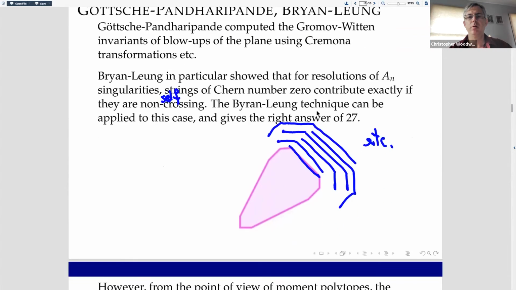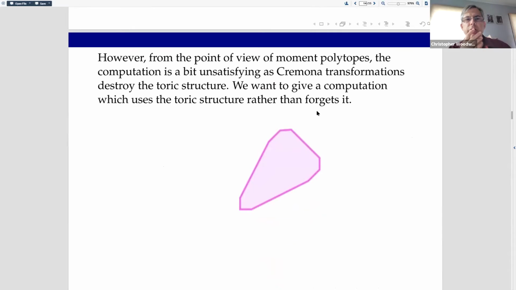So from the point of view of moment polytopes, the whole computation is just a little unsatisfying because you have to get rid of the toric picture in order to compute the number of spheres with Chern number 1. And usually toric geometry gives you some advantage in computation. And so we want to give a computation which uses the toric structure rather than forgetting it.